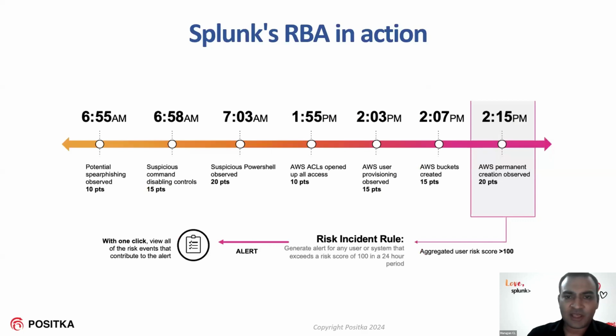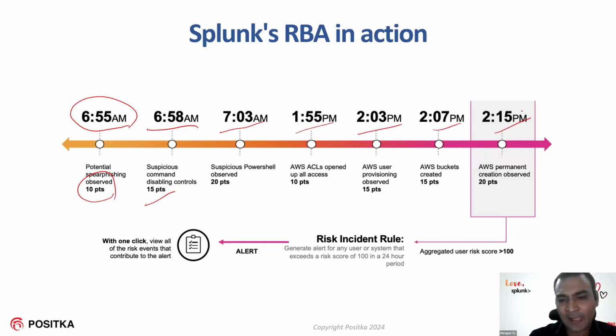So Splunk's RBA, just to give you an example of how it works in action: in our previous example, we saw the alerts across different times during the day. This is a very similar example. There is an alert at 6:55 a.m. and it carries a risk score of 10. And then at 6:58, there is another alert which carries a risk score of 15, etc. At 7:03, there's another alert. And in the afternoon, another series of alerts come in. So all these, instead of getting converted as individual alerts, Splunk will convert them as risk events, as I showed you in the previous slides.